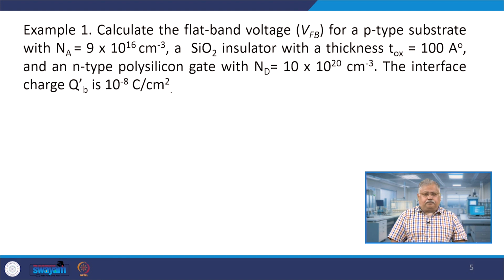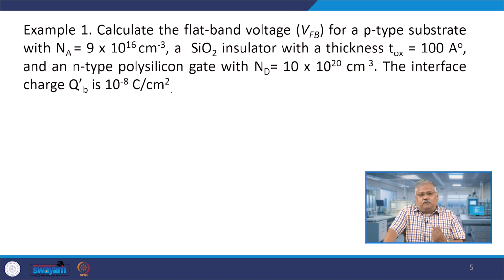I thought of ending this section of the talk with a small numerical problem. Please do it yourself. If time permits, in the next turn we will take this up. You need to find the flat band voltage for a p type substrate with an acceptor ion concentration of 9 into 10 to the power 16 per centimeter cube, having an oxide thickness of 100 angstrom, and an n type polysilicon gate with Nd 10 to the power 21 per centimeter cube, and the interface trap charges are given as 10 to the power minus 8 coulomb per centimeter square.